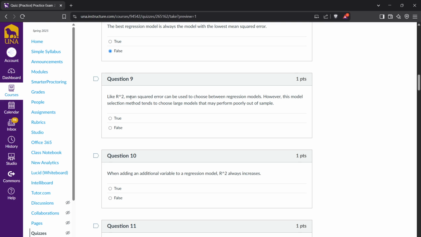Question 9. Like R squared, mean squared error can be used to choose between regression models. Yep, we were just talking about this. However, this model selection method tends to choose large models that may perform poorly out of sample. Yes, absolutely. Exactly like regular R squared, mean squared error without a degrees of freedom correction is always going to improve when you have a larger model.